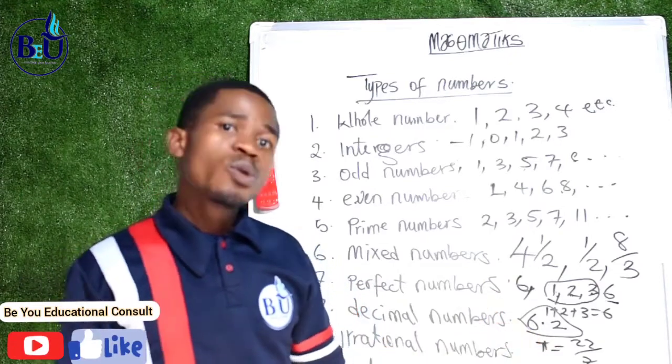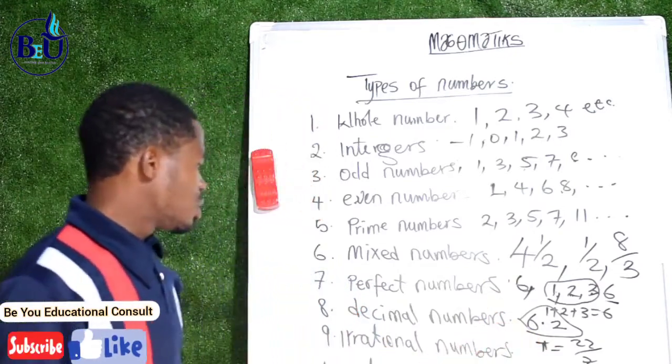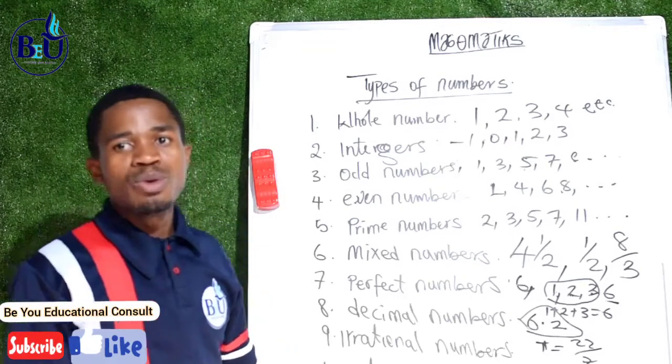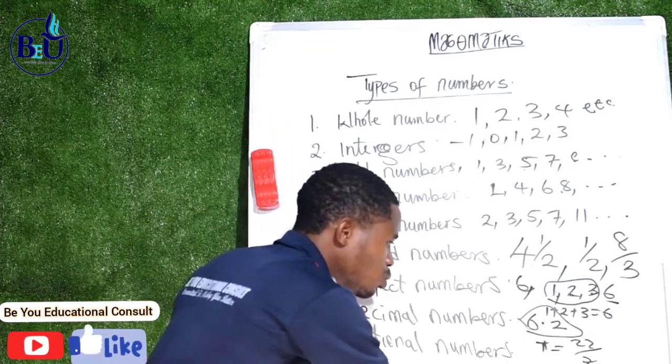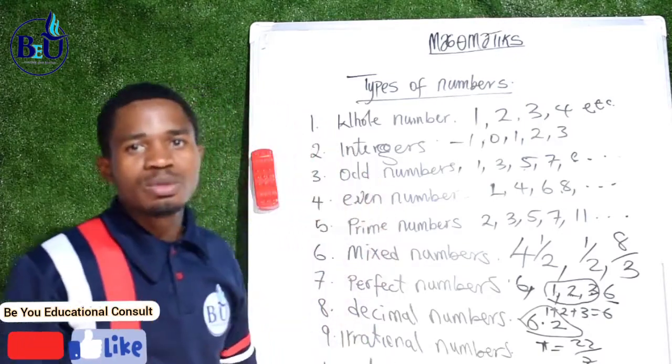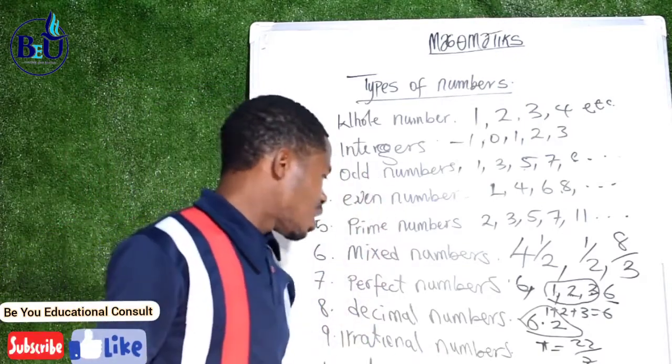That's what we call irrational numbers. For rational numbers, their quotient can be expressed. For example, 4 over 2 is equal to 2. You see that their answer is expressible. We call this rational numbers.